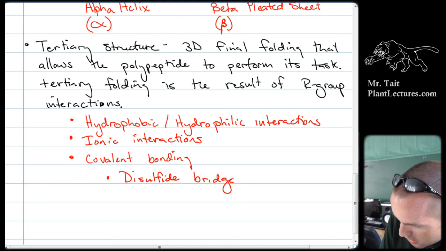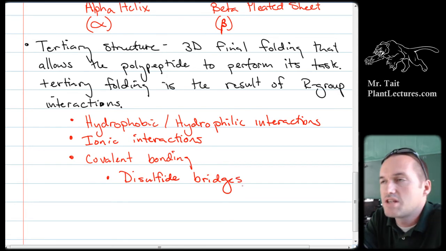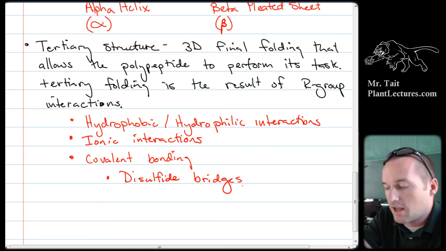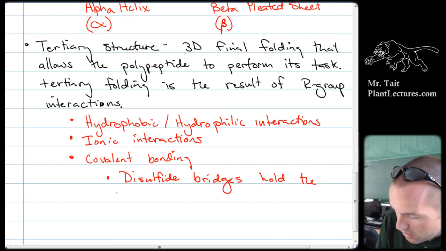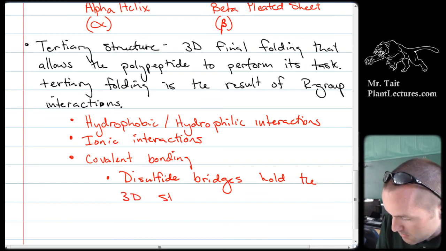So it's called a disulfide bridge. And disulfide bridges, their main purpose is to hold the three-dimensional structure together. So disulfide bridges hold the 3D structure together.